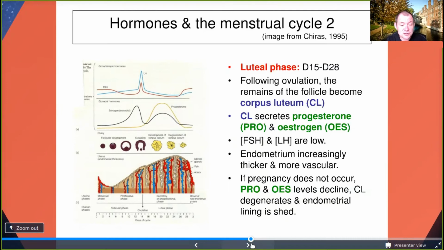And because it's not producing progesterone, once it's started to deteriorate, eventually the progesterone levels will be so low that it's no longer able to maintain a thick endometrium. So the endometrium is shed, and this is menstruation.